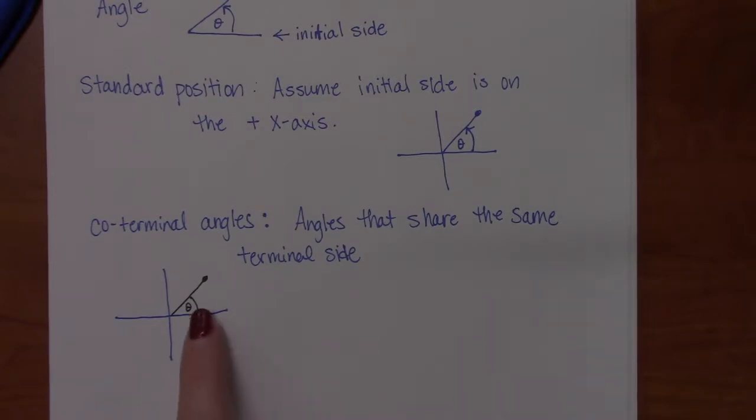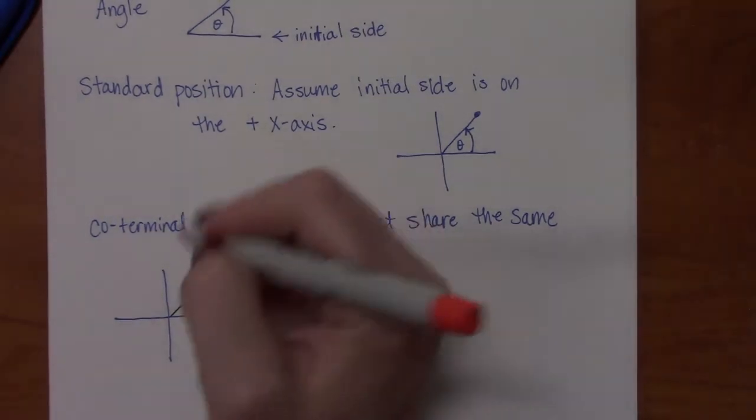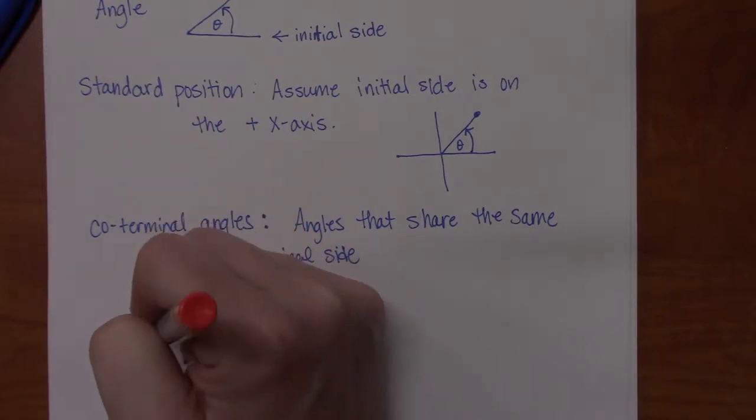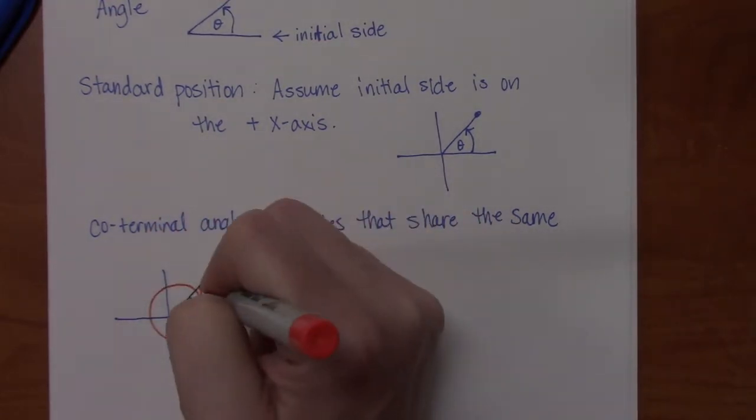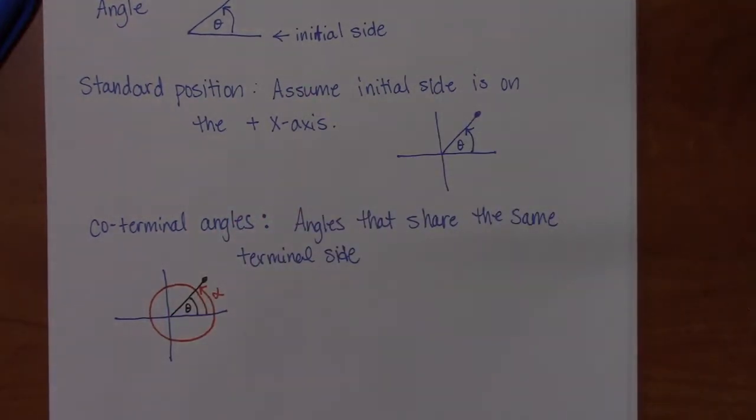So the only way you'll ever get back to this terminal side again is if I rotate all the way around my circle. The first coterminal angle that's positive would look like this. If I bypassed it the first time and came around the second time, I'm going to call that alpha. So it's whatever theta is plus 360 more degrees, and I ended up stopping on that same terminal side. So I spun another 360 and I got right back there. And then I could go 360 again and I would end up on that spot. 360 again. So I could have infinitely many coterminal angles.